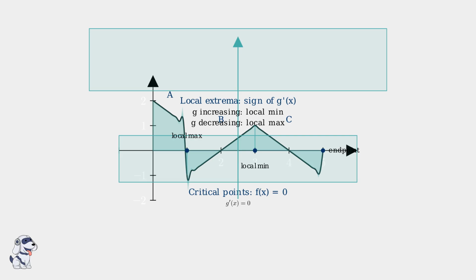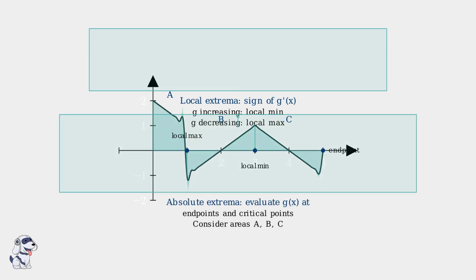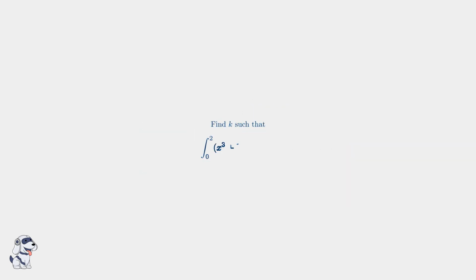Where g is increasing, look for local minima. Where g is decreasing, look for local maxima. For absolute extrema, evaluate g of x at the endpoints and critical points. The areas A, B, and C represent the signed areas under f from 0 to x, which determine the values of g. Problem 12 asks to find the value of k such that the definite integral from 0 to 2 of x cubed plus k dx equals 10.